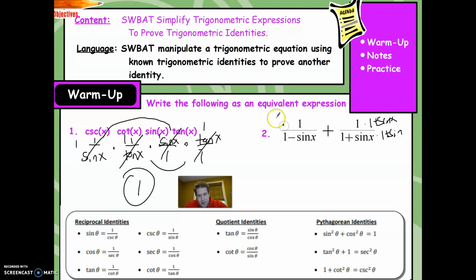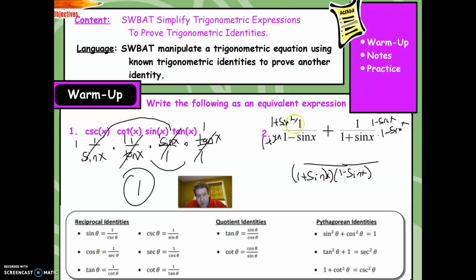Over here, I'm going to multiply by the other one, so that would be times 1 minus sine of x over 1 minus sine of x. And then multiply this side by 1 plus sine of x over 1 plus sine of x. Okay, so that's going to make the denominator 1 plus sine of x times 1 minus sine of x.